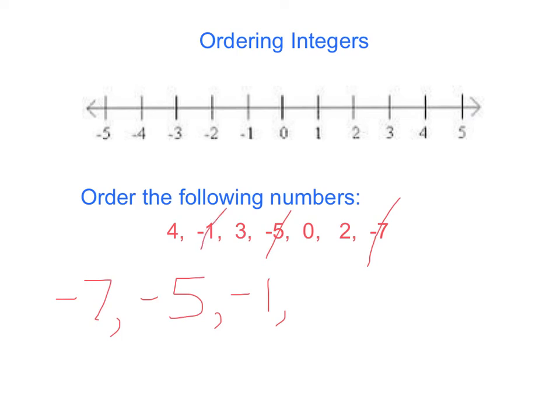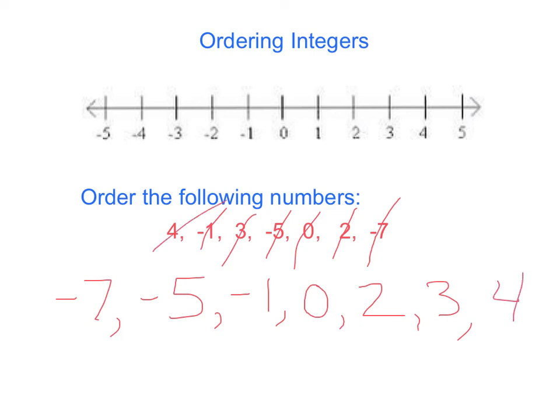And then next is 0. Now we're looking at our positive numbers. Following 0, we have 1, 2, 3, 4, 5, and so on. The next number in our list is 2. We can cross that one out. Oh, I forgot to cross out 0. And then we have 3 and 4.